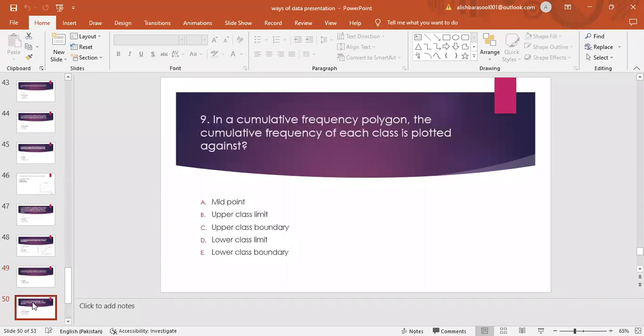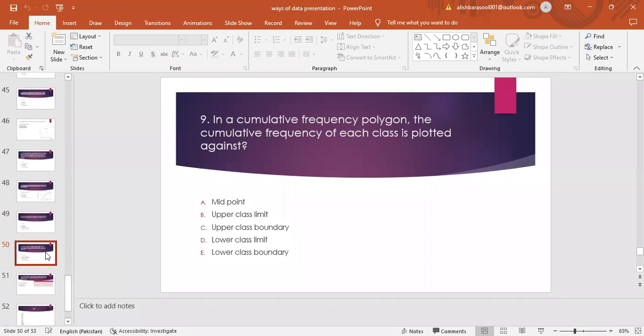In a cumulative frequency polygon, the cumulative frequency of each class is plotted against A. Midpoint, B. Upper class limit, C. Upper class boundary, D. Lower class limit, and E. Lower class boundary. It's C. Upper class boundary.